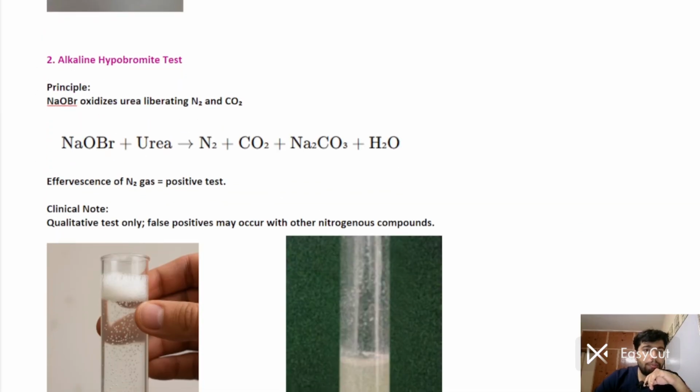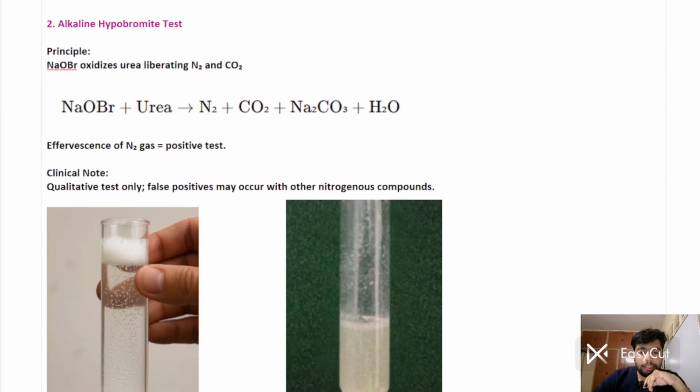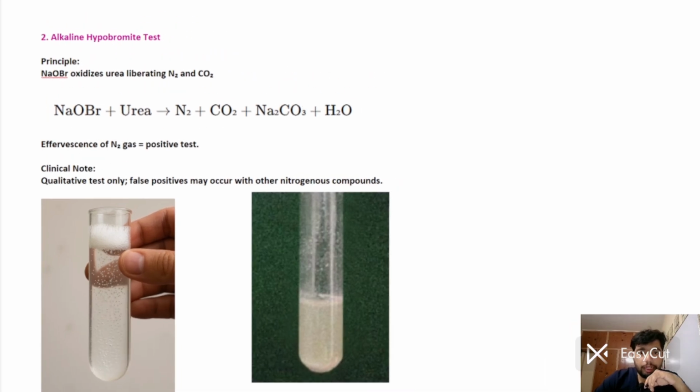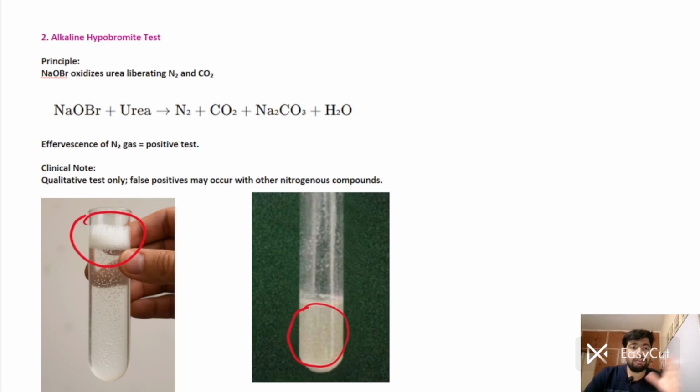The second test is the alkaline hypobromite test. Sodium hypobromite oxidizes the urea, and this ultimately liberates sodium, nitrogen and carbon dioxide. This nitrogen gas leads to effervescence. You can see here it is effervescent and the bubbles are present. So effervescence of nitrogen gas indicates a positive test. I hope this is clear.